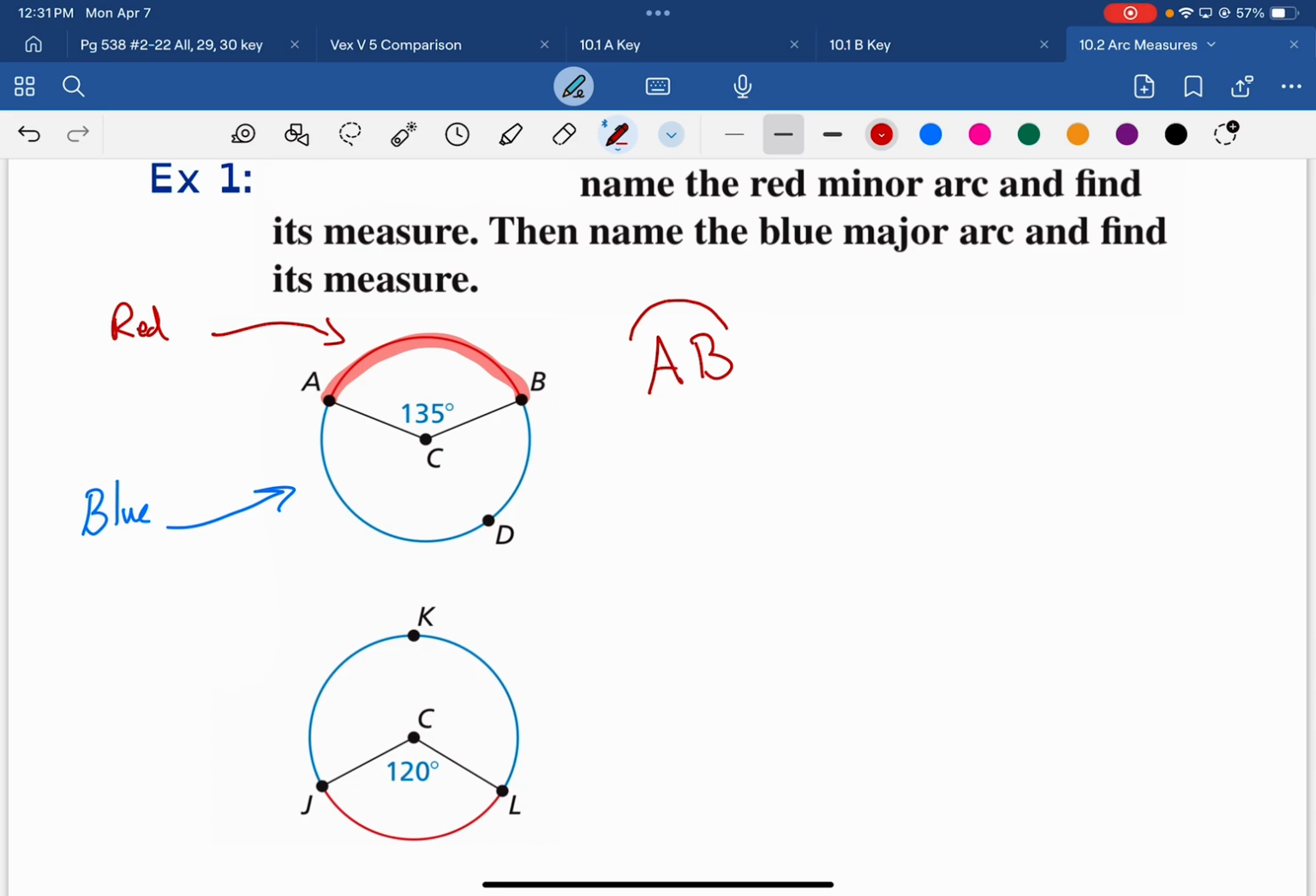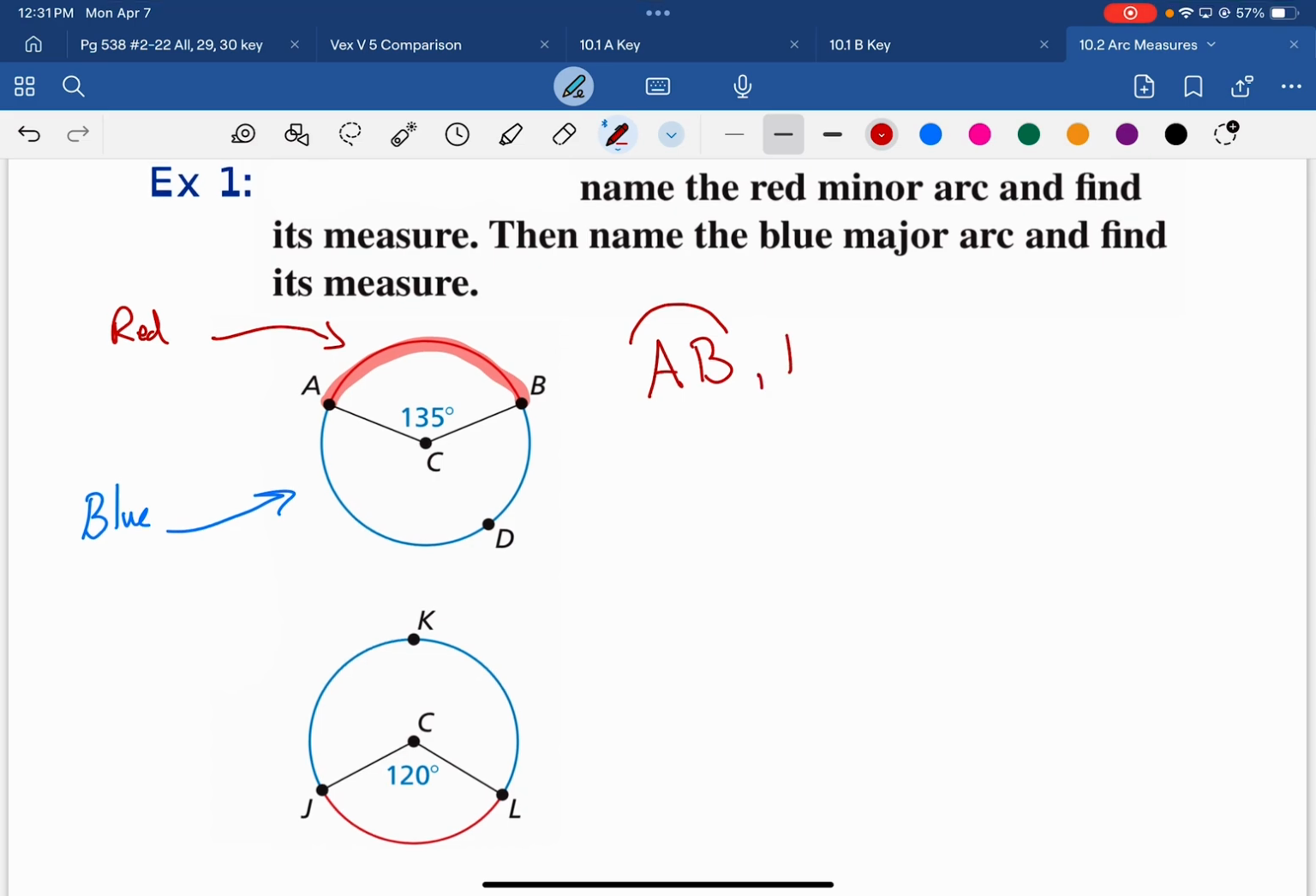And arc AB, how much does that equal? 135. So we look at that central angle that's connected with that arc, and it's 135 degrees. So 135 degrees. Okay. Next, we'll do the blue one. The blue one is from here to here.